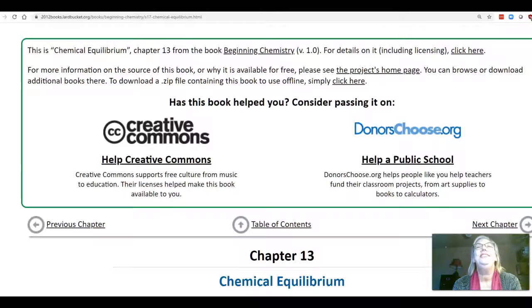Okay, hi there. This is chapter 13, so we're getting close to the end of our class. This is more of a conceptual chapter, so that's nice. It's called Chemical Equilibrium. So let's look through this one together.